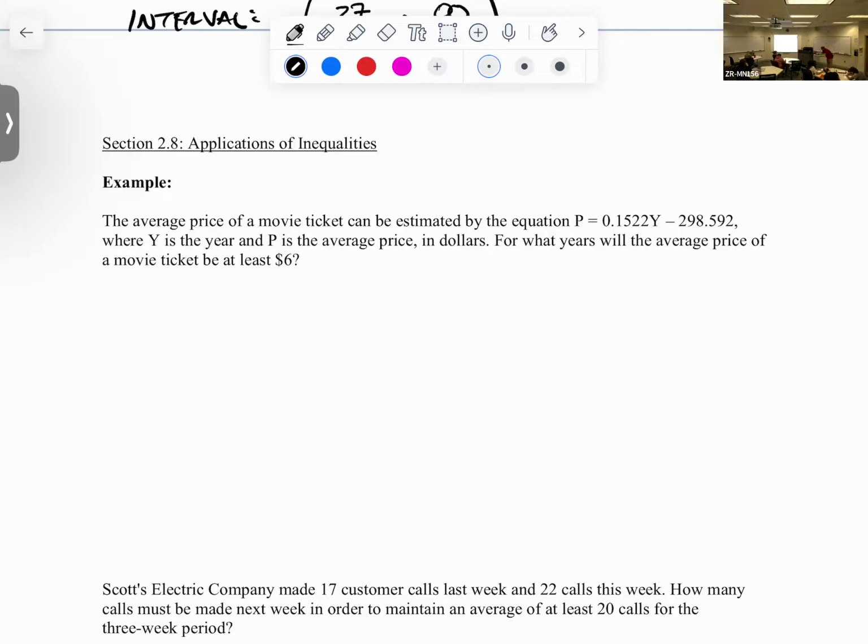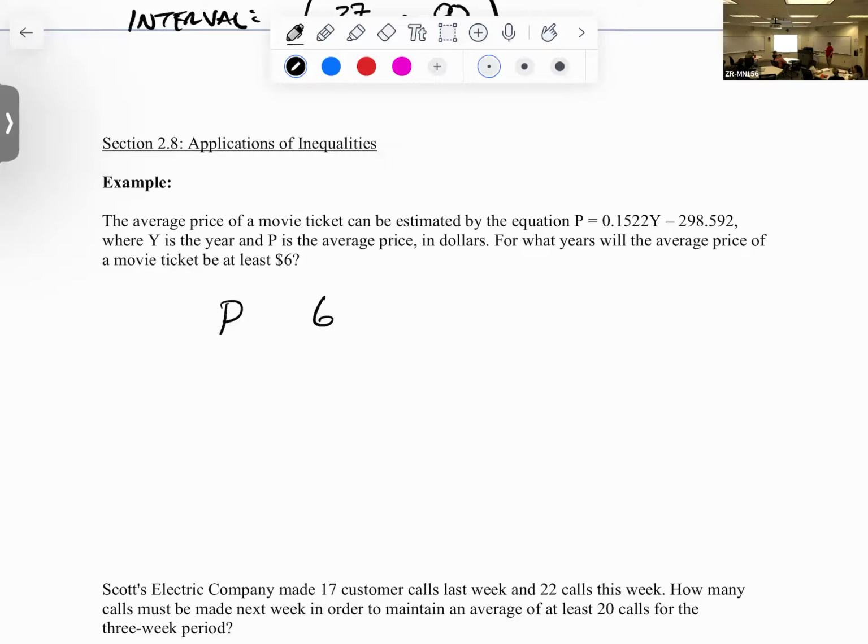So the price of a movie ticket is represented as P, and I have the $6 amount. Which way is the alligator mouth eating? Is it eating the 6 or is it eating the P? It needs to be eating the 6. So.